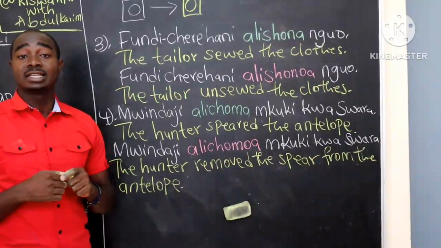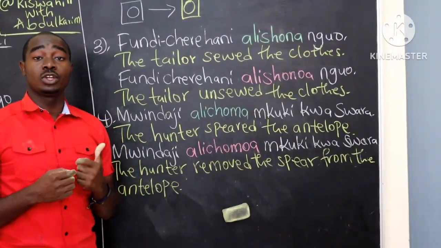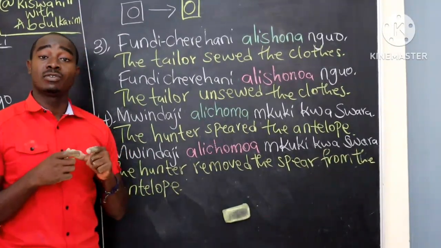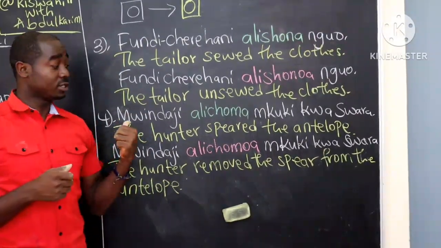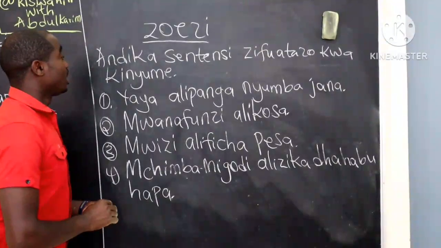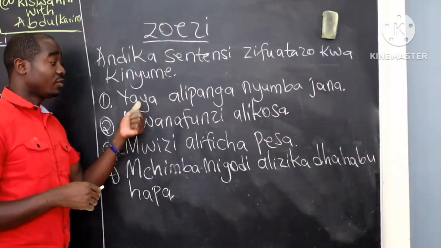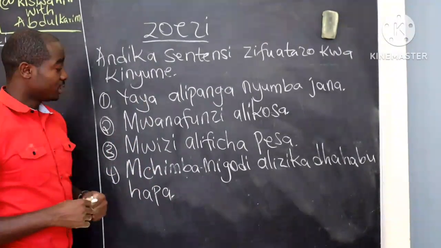Now, I will read the sentences here. You try to negate in the comment section. And part 2 of the video I'll upload where we have the negative of just direct words, not hali ya kutendua. So now it's an exercise. You write the answer in the comment section. Zoezi. Andika sentensi zifuatazo kwa kinyume. Yaani tuandike vinyume vya sentensi zifuatazo. Sawa?